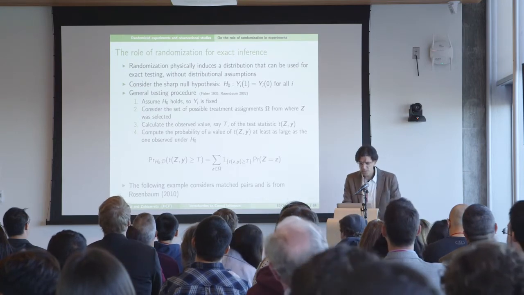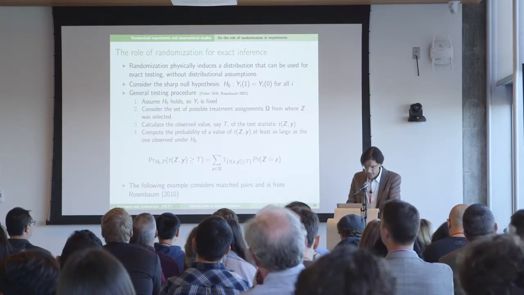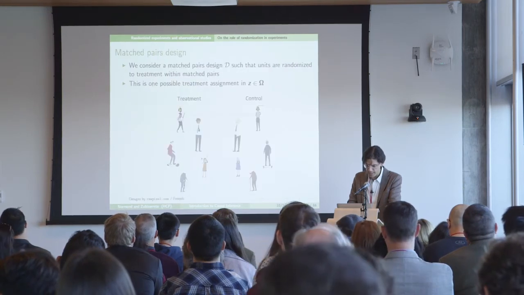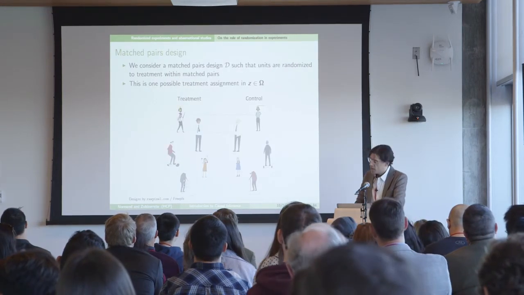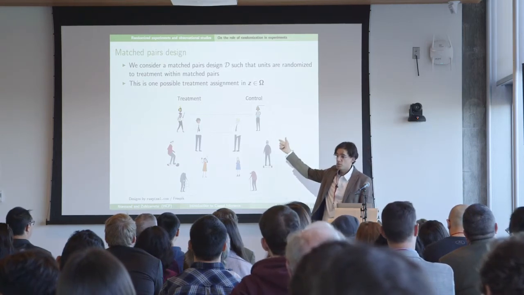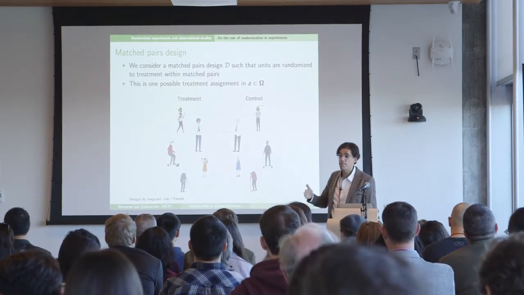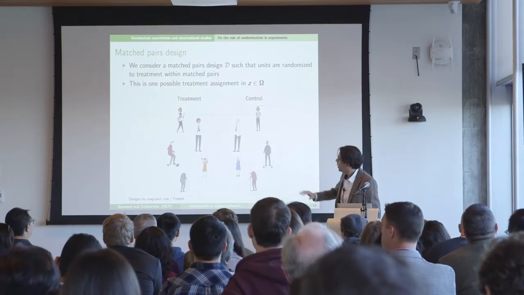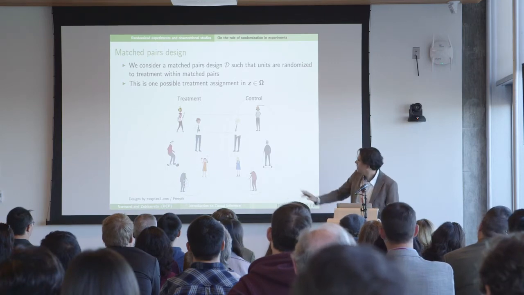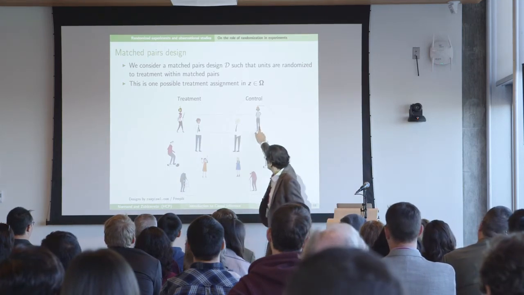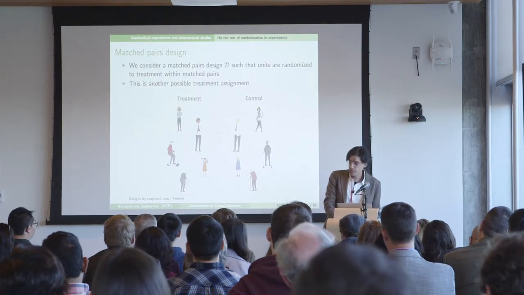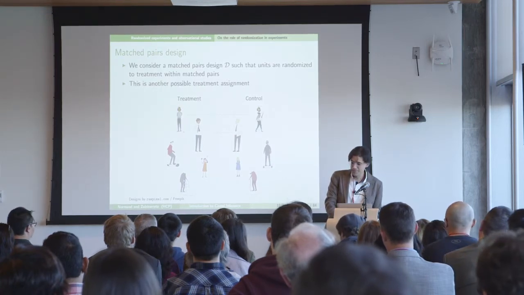And this example considers matched pairs and is taken from this book by Paul Rosenbaum on design of observational studies. We're going to have this matched pair design where we're randomly assigning subjects to treatment and control by flipping a fair coin. One possible treatment assignment is this one here, but another one would be to have this lady over here be in the treatment group, like here. I have just switched them, if you can see them.